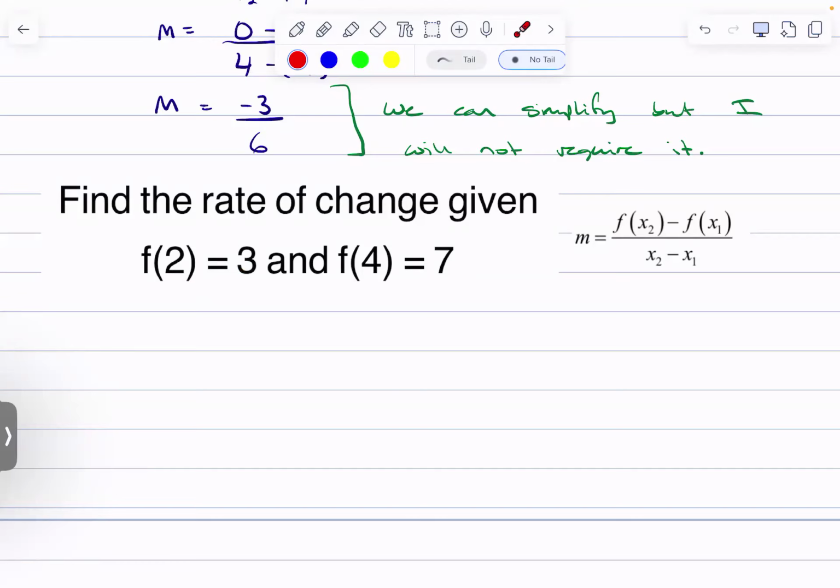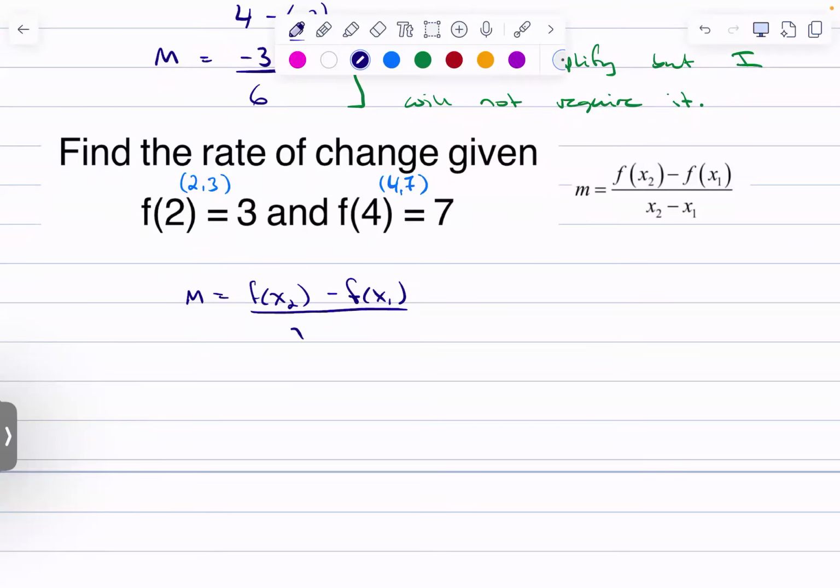So if you wanted to, you could translate this into (2, 3) and (4, 7). If you prefer working with points instead of the function notation, that's fine. I'm just going to skip to the function notation version. f of x2 minus f of x1 over x2 minus x1.